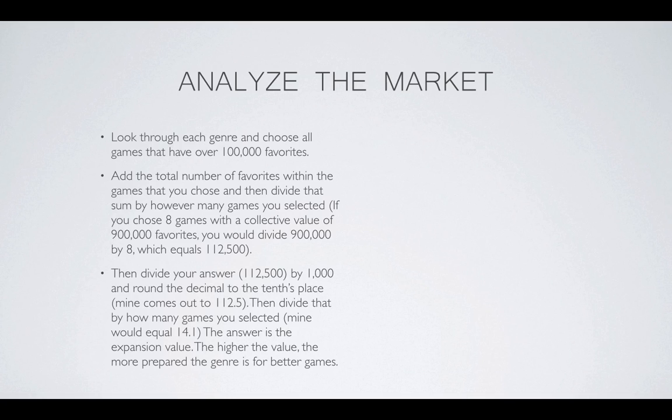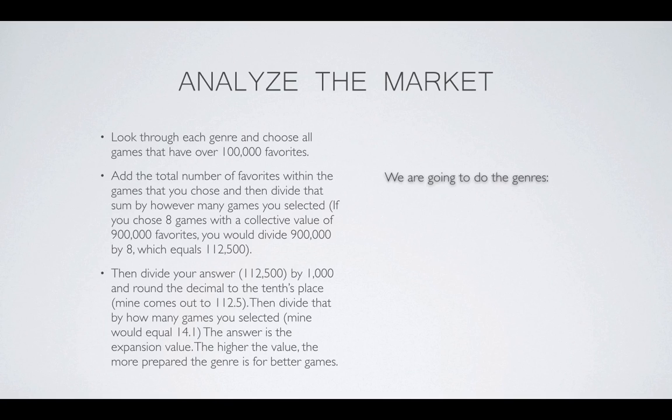Then I would divide 112,500 by 1,000, round the decimal to the 10th place, and so my example would come out to 112.5. And then divide that 112.5 by how many games you selected once again. So you do 112.5 divided by 8, and then the expansion value would equal 14.1. The expansion value is the sum of all of these numbers, or all these calculations.